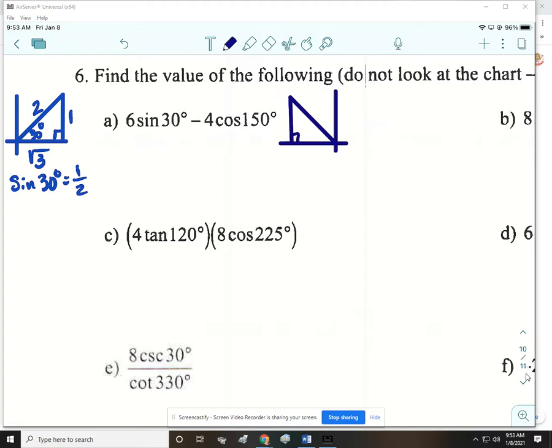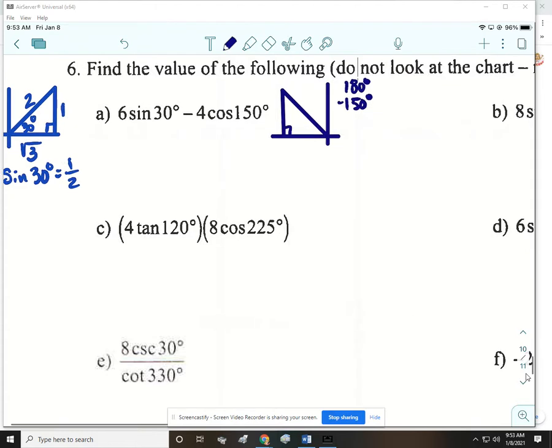I'm going to need a reference angle. Since it's on the 180 side, I would use 180. And since 180 is larger than 150, it's going to be 180 minus 150. So that gives me a reference angle of 30 degrees. Opposite of 30 degrees is 1, hypotenuse is 2, opposite of 60 is the square root of 3.